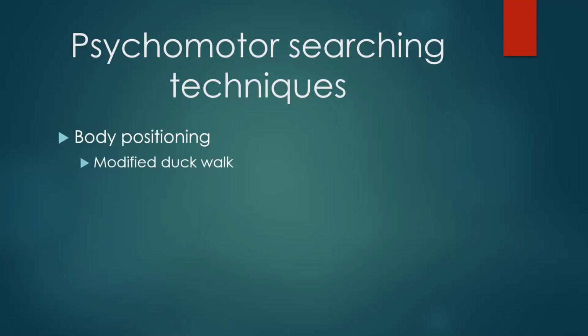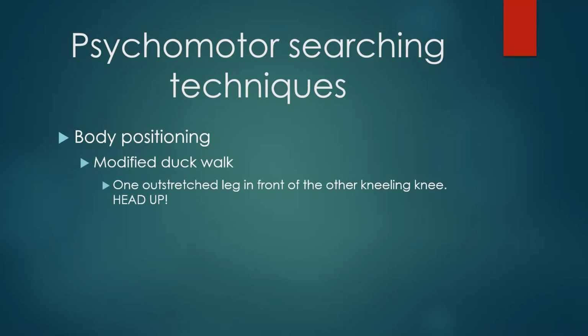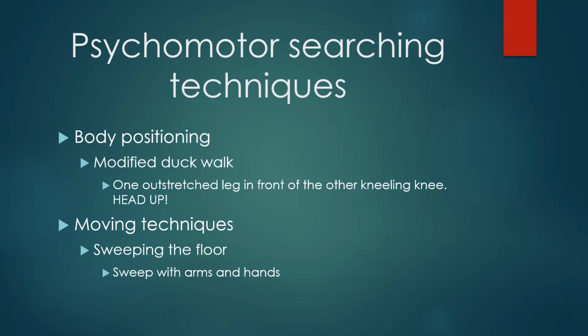I like the modified duck walk. So you're kind of squatted in a deep squat, but one leg's going to be out in front, and then you're going to kneel on the other knee, and then kind of walk with your outstretched leg in front. Moving techniques: we're going to sweep the floor looking for victims, but this is super important. We're not going to sweep with any tools or anything like that that's going to cause any damage. We're going to sweep with our arms and our hands, maybe the handle of an axe if we're doing it softly, but could you imagine getting hit with one of those pike ends of a Halligan? That wouldn't be fun. It's not going to be good for our patient.